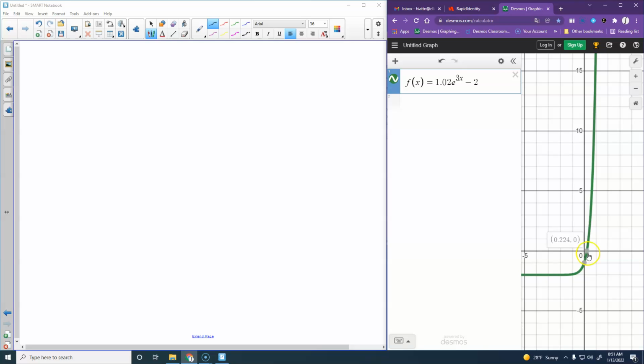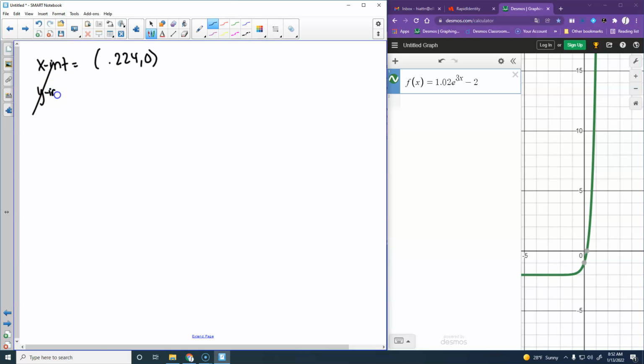In this particular case, you have both of those, and they're pretty simple to find. You're just going to click on it and look. It crosses the x-axis at 0.224. So, your x-intercept will be 0.2240, and the y-intercept is going to be at... sorry, 0.98. There. And we're all right on those.